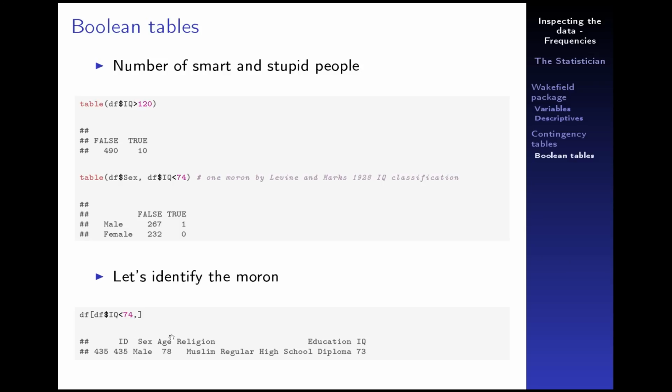and it's an ID number 435. It's an old Muslim who has an IQ of 73, but still have a regular high school diploma. But I don't know if the IQ is correlated with the education in this random data. Maybe not.